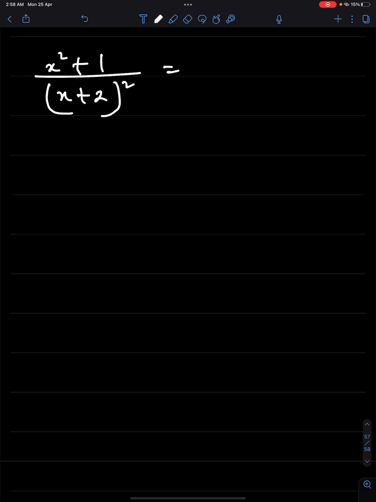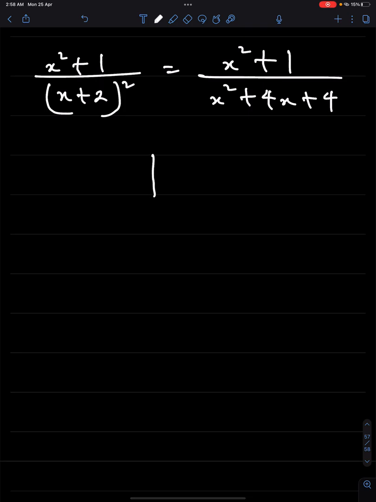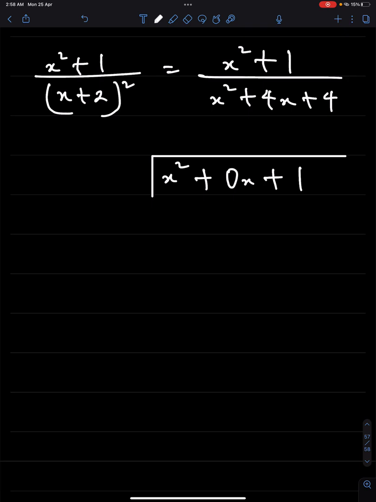So I want to write this as x squared plus 1 over x squared plus 4x plus 4. Now, to reduce it to a proper fraction, I have to divide the numerator by the denominator. X squared plus 1. There's no x term in the numerator, so to avoid confusion, let me just write 0x plus 1. And I'm dividing that by x squared plus 4x plus 4.